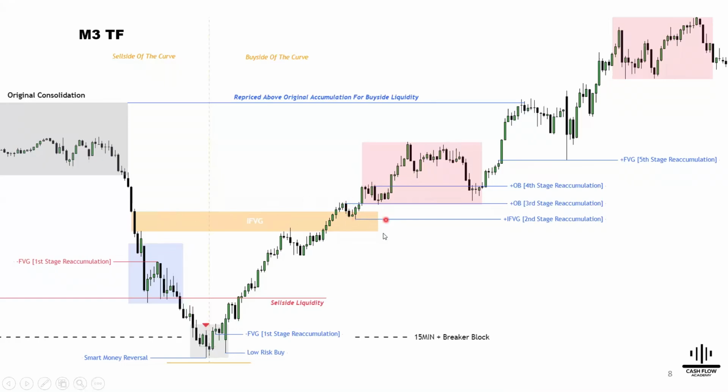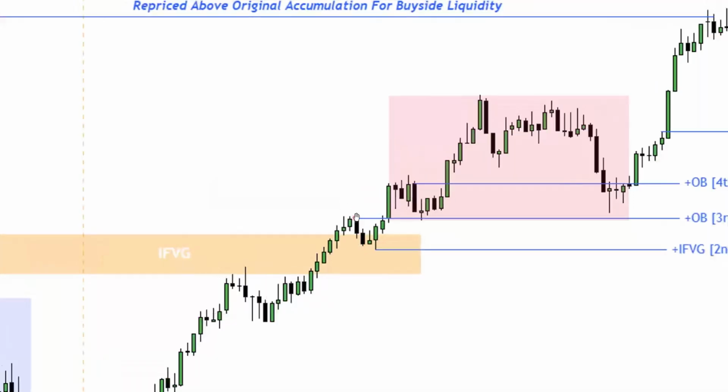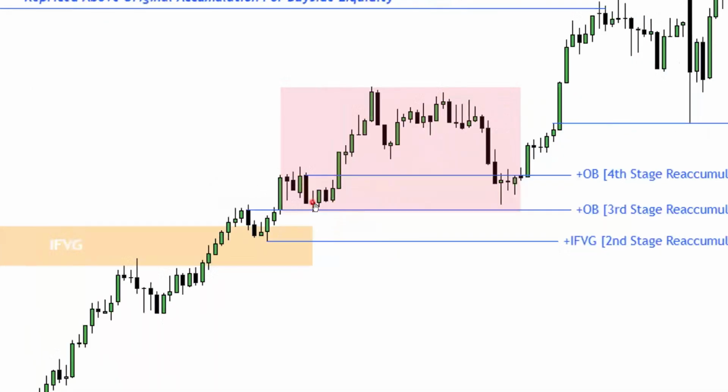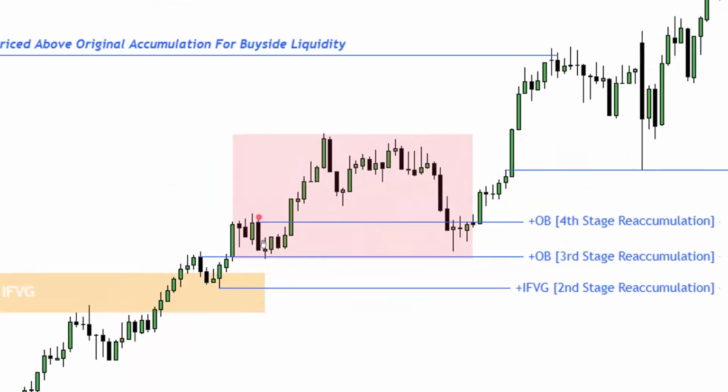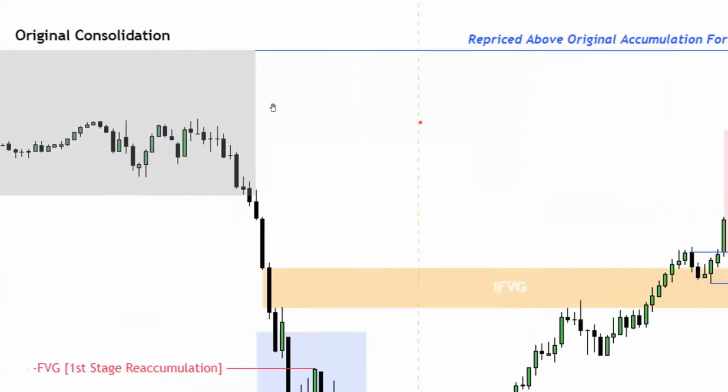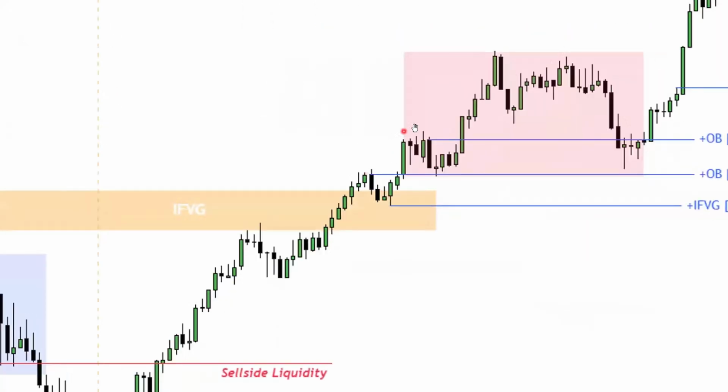Now, in this inversion fair value gap, we have what? Consecutively down close candles here. So I'll expand. This is what? A bullish order block. You can see how price found support and then rallied. There was another order block that was created. You can see how price found support, taking this sell side liquidity, filling in this fair value gap, and then rallied. Taking what? The buy side liquidity above the original consolidation. You can see how price keeps finding support where?